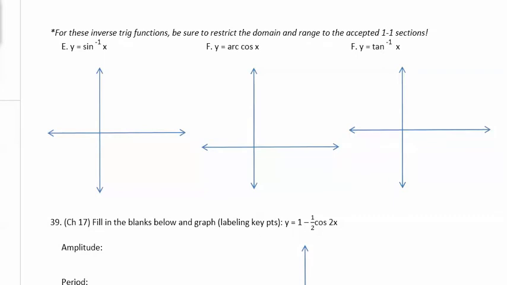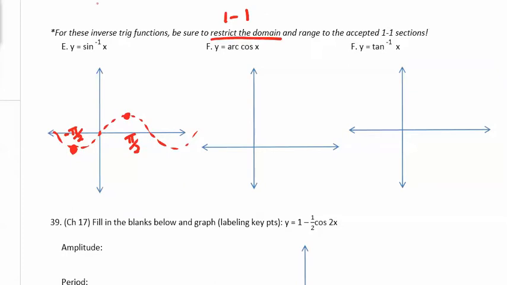Okay, here we're going to graph inverse trig functions. So remember, the key for restricting the domain is that it has to be a 1-to-1 section. So if we think about our sine wave, notice that our sine wave would fail the horizontal line test. So how can we restrict it? We restrict it from a minimum to a maximum. So we're going to restrict it from negative pi over 2 to positive pi over 2.